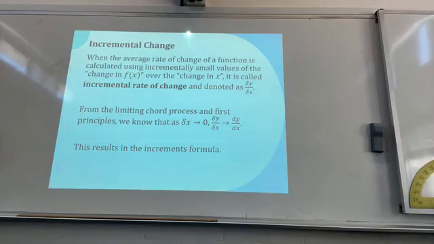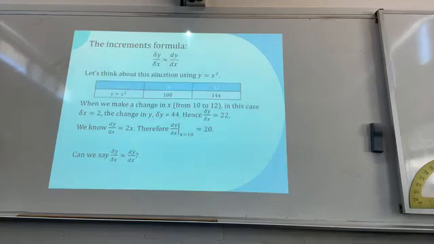So from the limiting process and first principles, we know that when delta x approaches 0, delta y over delta x approaches dy/dx. This results in the increments formula. I'll prove it to you. I'll show you what it means. The increments formula: delta y over delta x approximately dy/dx. Don't worry about writing this down yet because you need to know it in a different form.